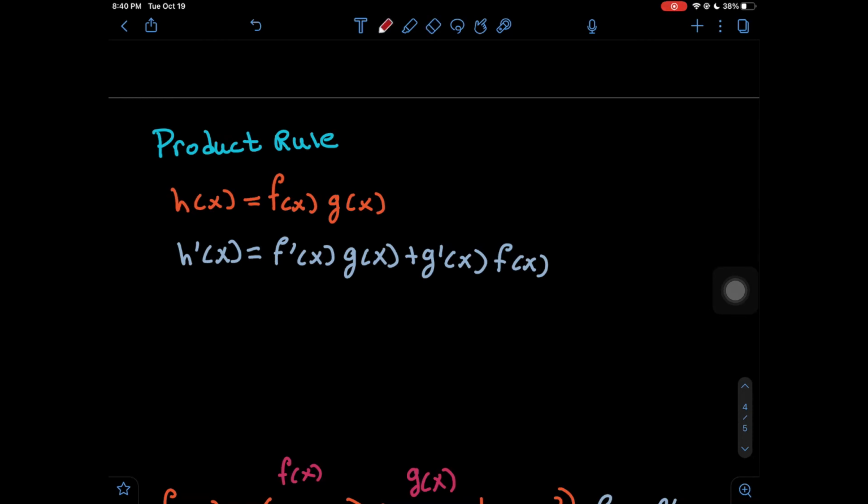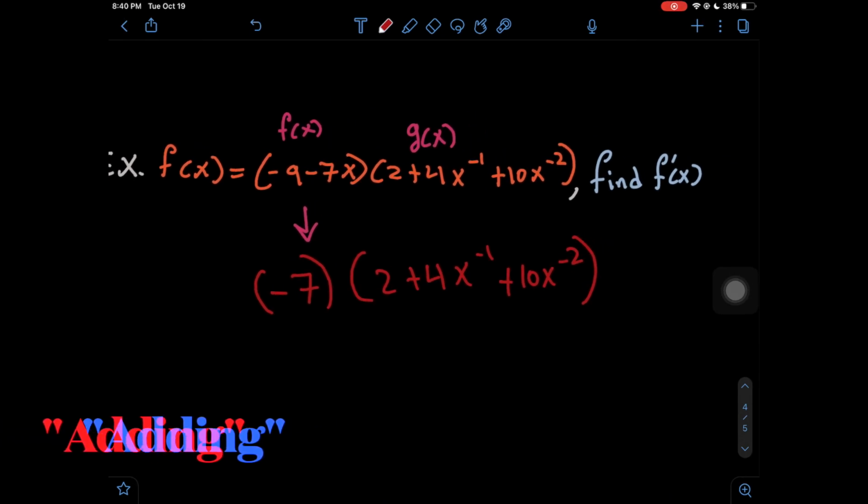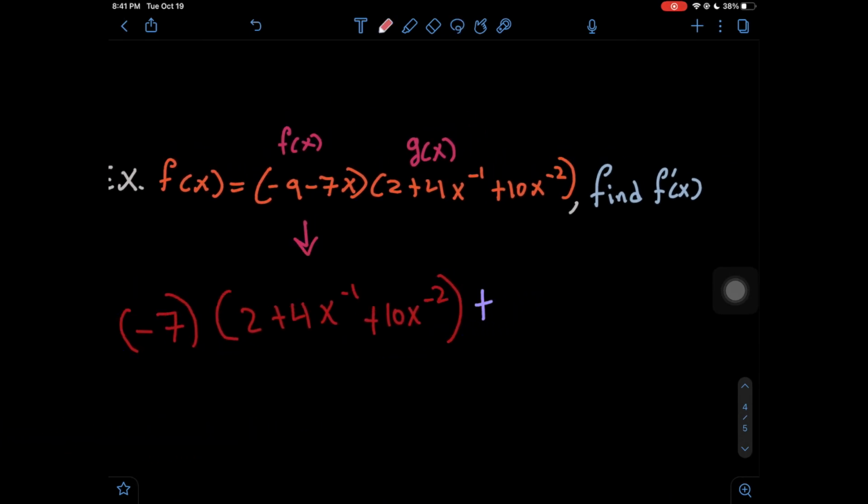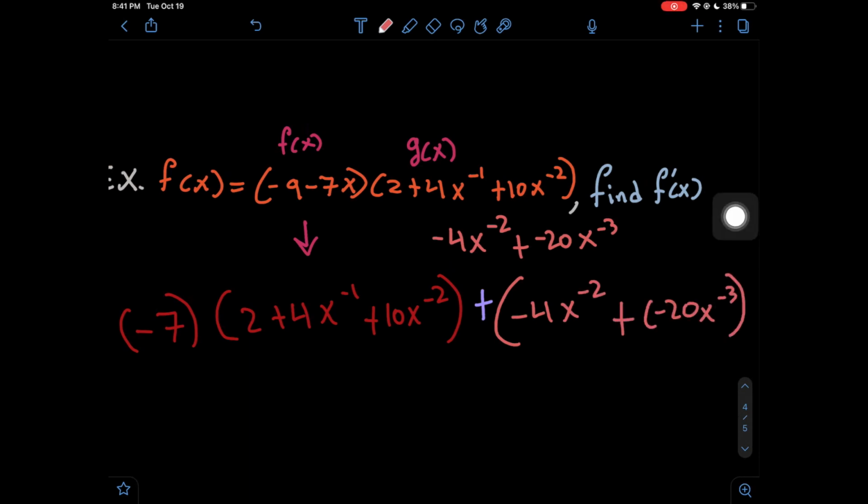And now we move that to the side, and we're going to be multiplying that by our g prime of x times our f of x. And we're going to be adding that to our g prime of x times our f of x. So our derivative of our g of x equation is just negative 4x to the power of negative 2 plus negative 20x to the power of negative 3. And we got those using the power rule, which again will be in a separate video.